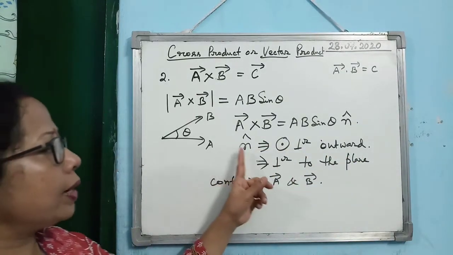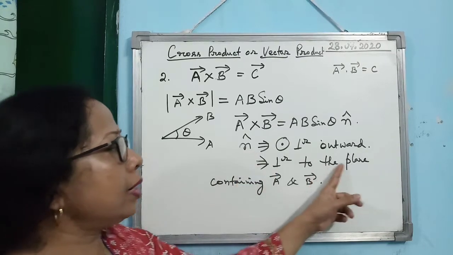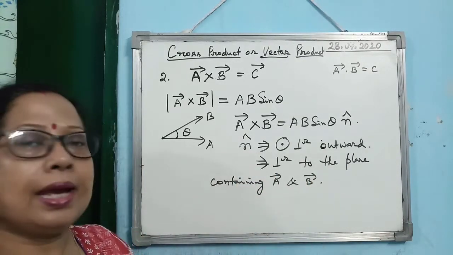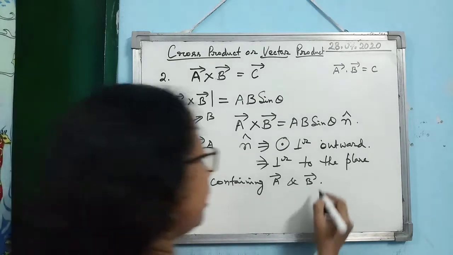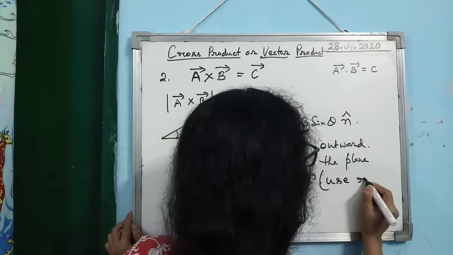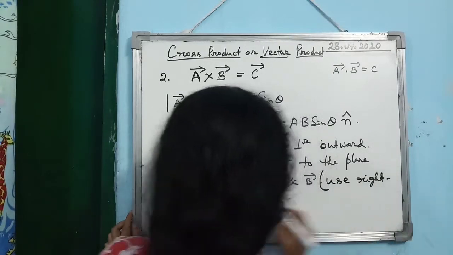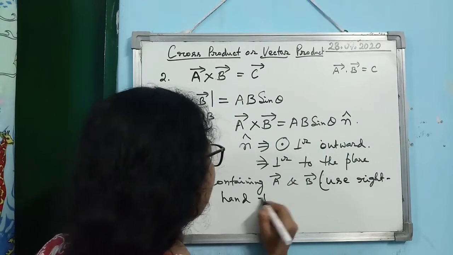So you can write what the direction of n is: perpendicular to the plane containing A and B. Alright. And remember, use the right hand thumb rule. And what is the right hand thumb rule? What did I say?